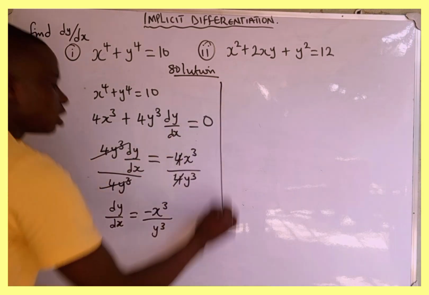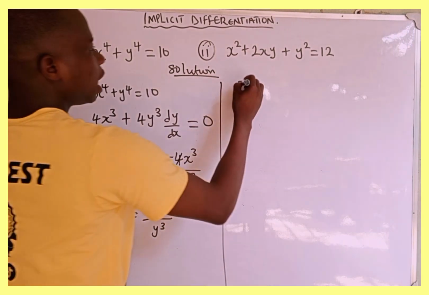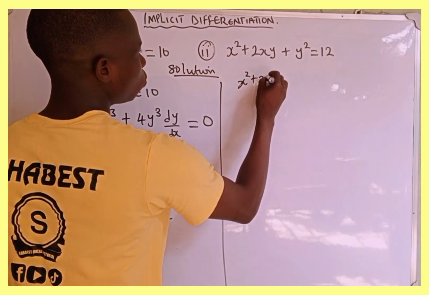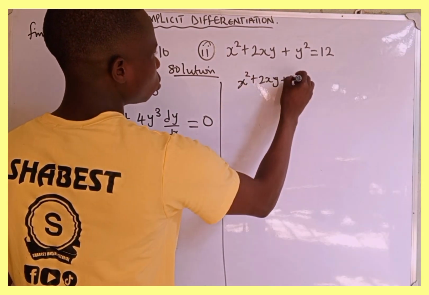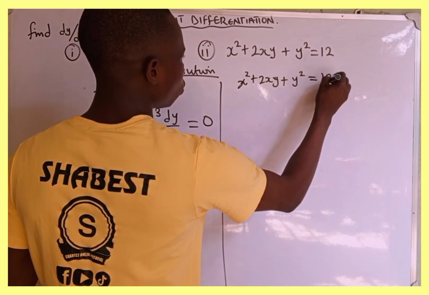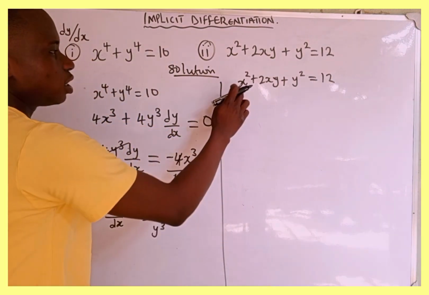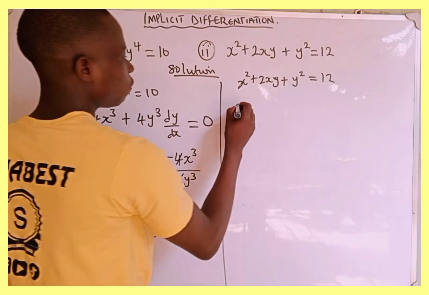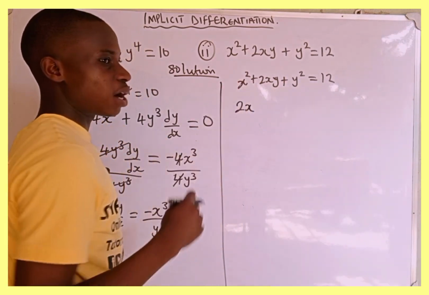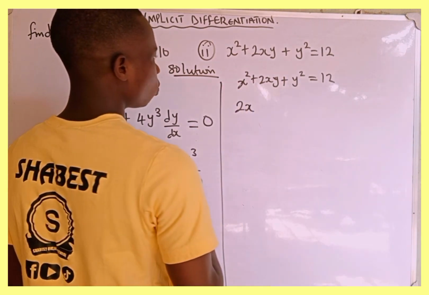Now let us look at the second function, which is x to the power of 2 plus 2xy plus y to the power of 2, which is equal to 12. Now we're going to differentiate this with respect to x. We're going to have 2x to the power of 1, which is the same as 2x, using the power rule.